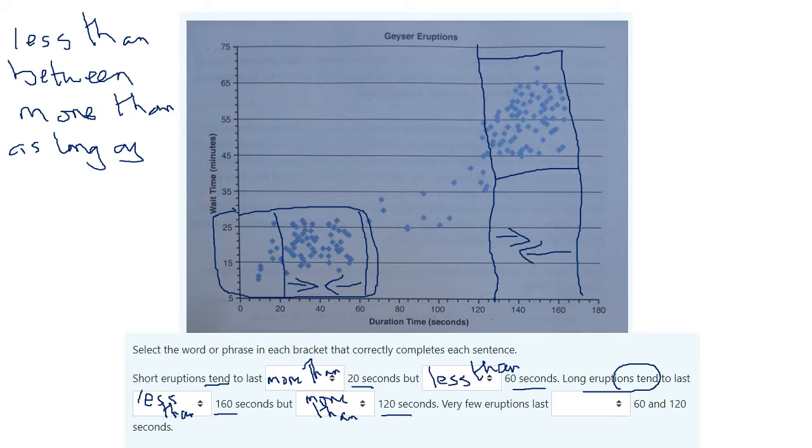And then finally, very few eruptions last. Now we have 60 and 120. So from 60 to 120 is here. So very few eruptions last between 60 and 120. So in many ways, this is more of an English question. Do you know the difference between more than, less than? Can you use between? But you are looking at the graph, you are looking at the trend, you're trying to group the data so that you can see where do the majority of the earthquakes occur.